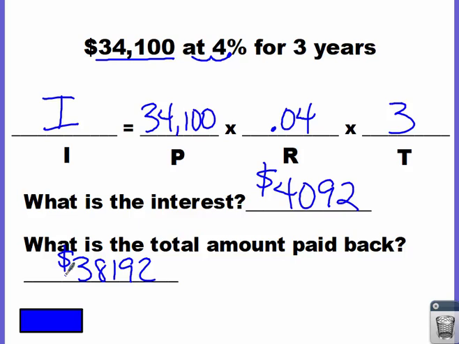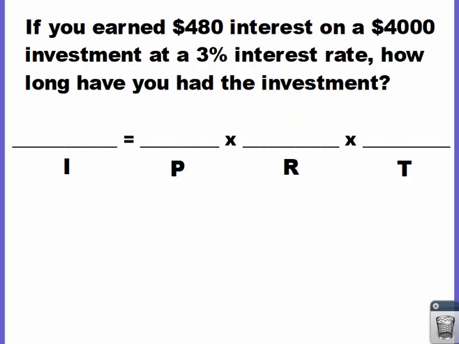So let's do 1 or 2 more questions, and then we'll be ready to end the video. Okay, so this one's going to be a little bit different. So this one we got to figure out what's missing. It says if you earned $480 in interest on a $4,000 investment at a 3% interest rate, how long have you had the investment? Well, if you'll notice here, it says how long have you had the investment? So that means that we're missing time. So time is what's going to be missing in this particular problem.